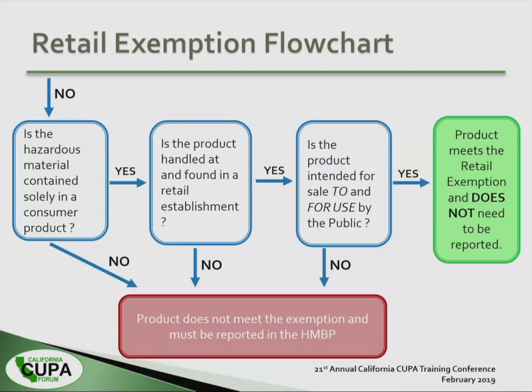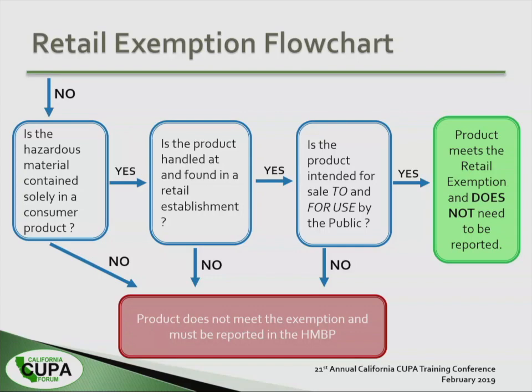Is the hazardous material contained solely in a manner that it's a consumer product? If you say no, it does not meet the exemption. Is the product handled at and found in a retail establishment? If you said no, then the product does not meet the exemption. If you said yes, let's move on to the next one. Is the product intended for sale to and for use by the public? If your answer is yes, then the product meets the retail exemption and does not need to be reported, and you do not need to prepare a hazardous material business plan. If not, the product does not meet the exemption and must be reported on CERS, and you need to make a hazardous material business plan.